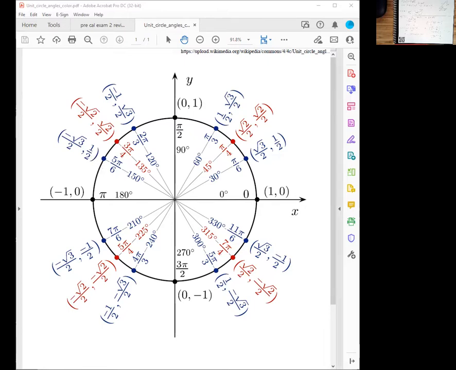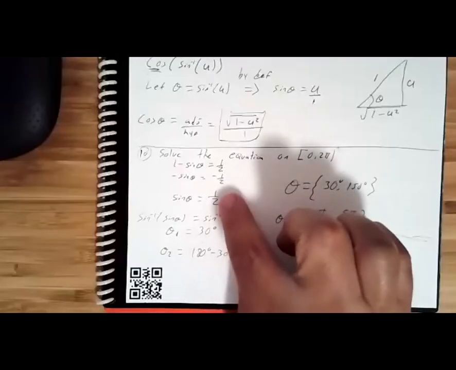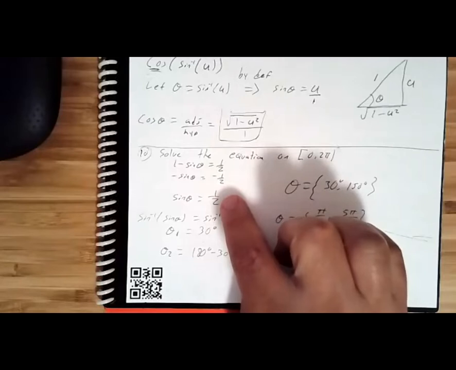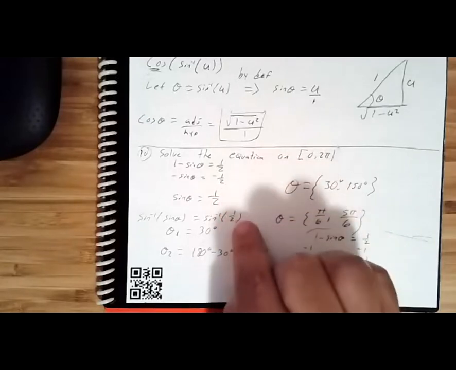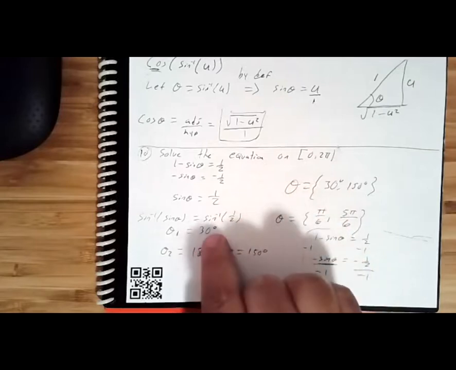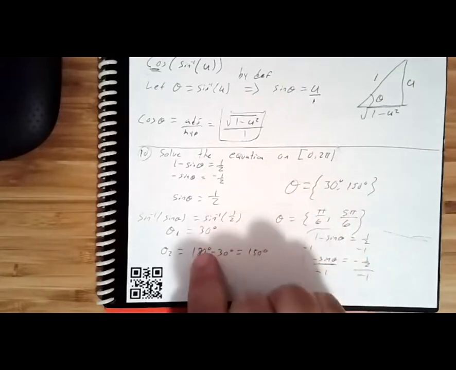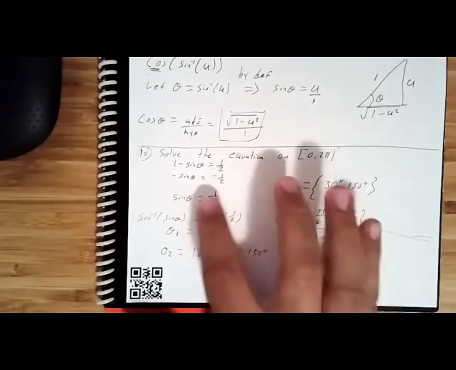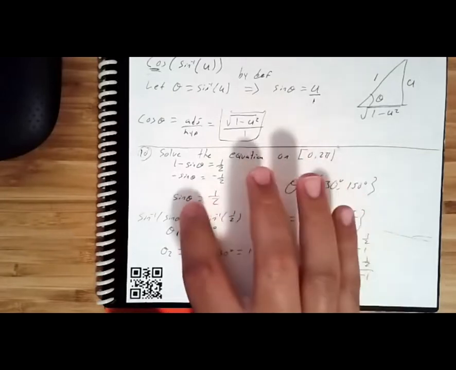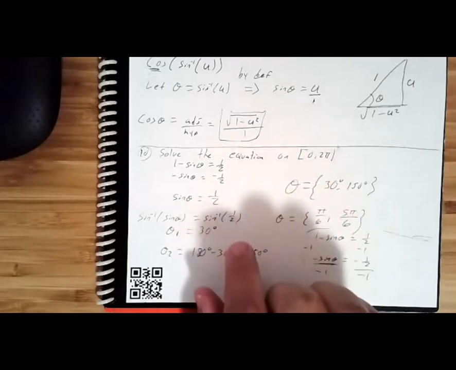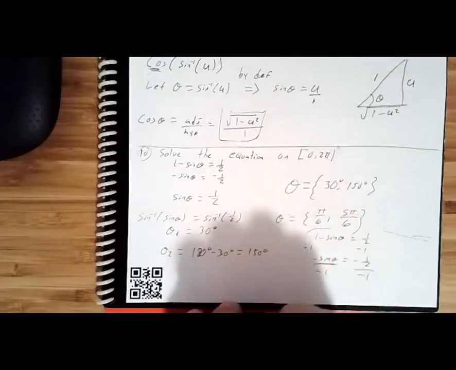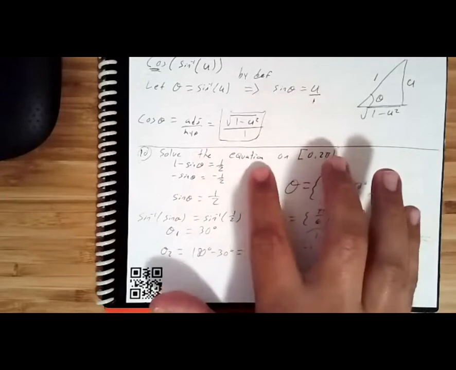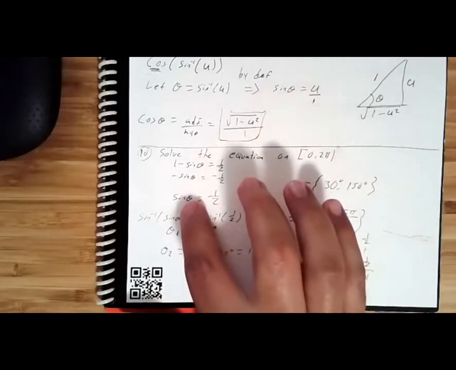But I wanted to show you how you do it in general, because what if this is like 0.27, right? That's not on the circle. So you use your calculator to get some number, and then you subtract that number from 180 to get the other angle. So when you get to here, you have to remember or recognize you're looking for theta, right? That's the variable. Solving the equation implies solving for a variable, so it's that guy.